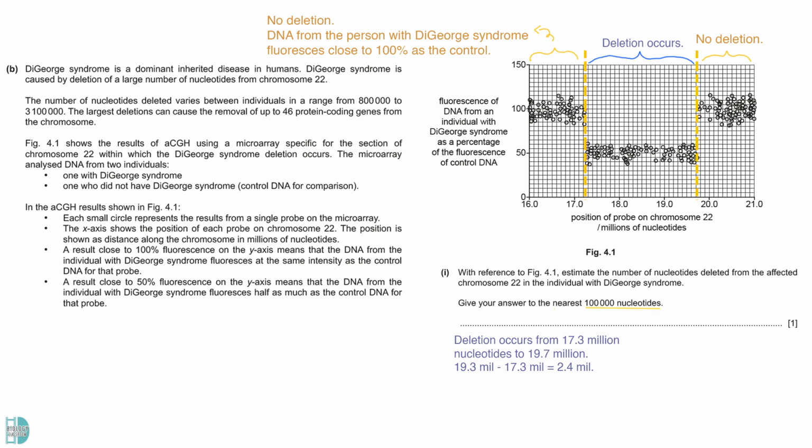You must give your answer to the nearest 100,000 nucleotides, so write it as the full number, not 2.4 million. Forgetting to round it up may cause you to lose the mark as well.